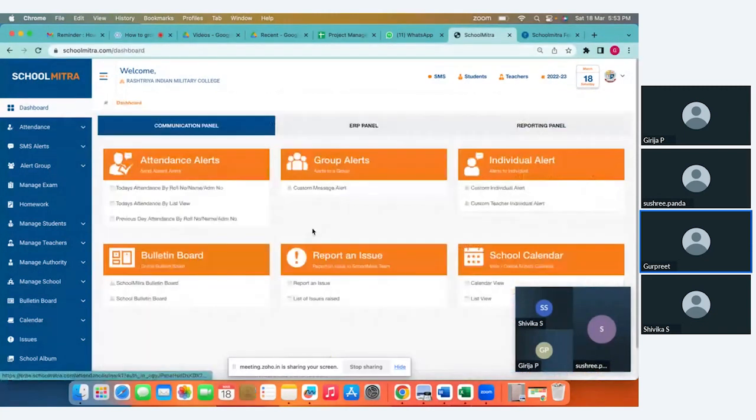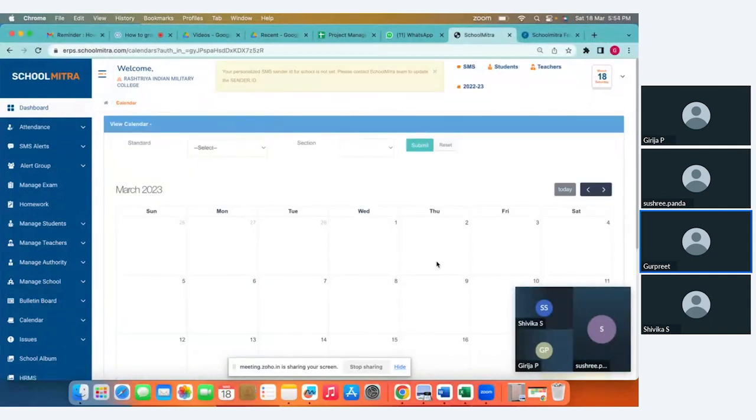Then we have the school calendar. As the name says, the school can schedule the entire calendar of the school, be it academic or non-academic. The parents can view the academic calendar on their app as well as on the web login, and the same is the case with teachers and principal. So it becomes easy for parents to keep track of upcoming activities, what my non-academic activities are as well as my academic activities. So less dependency on diaries, but more dependency on technology, because it enables a parent to keep track of their kids in a much more efficient way.